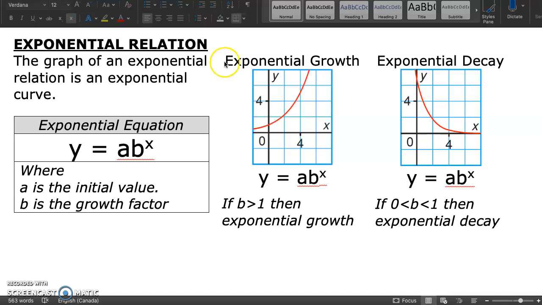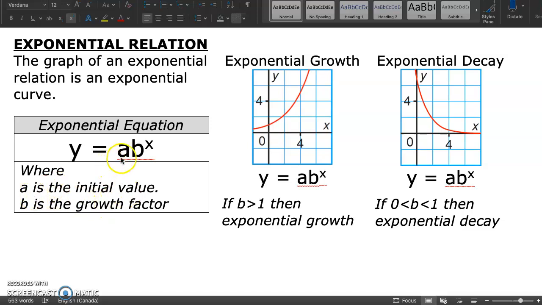Exponential relations. The graph of an exponential relation is an exponential curve. So we can have exponential growth or exponential decay. The characteristic that stands out to me is the horizontal asymptote. It looks like it's approaching this line but not going to cross. And similarly here, approaching but not crossing that line. So the equation, y is equal to a times b to the x.